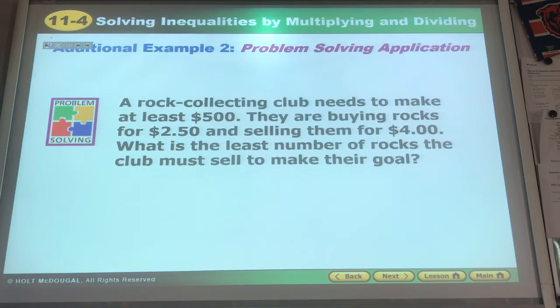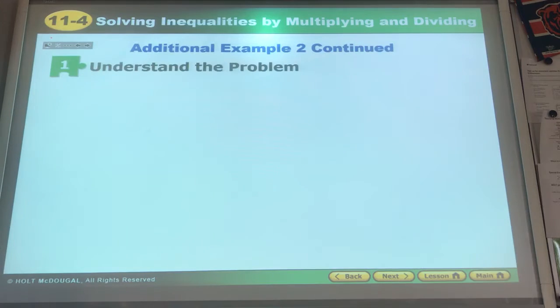A rock collecting club needs to make at least $500. They are buying rocks for $2.50 and selling them for $4. What is the least number of rocks the club must sell to make their goal? So, we must make an equation for this. We have to understand the problem first.